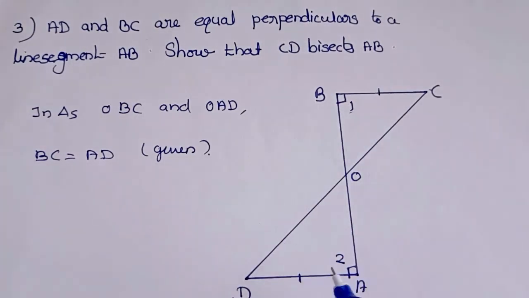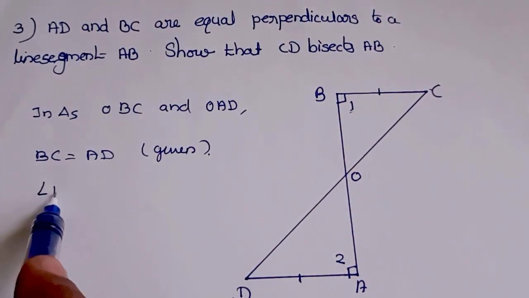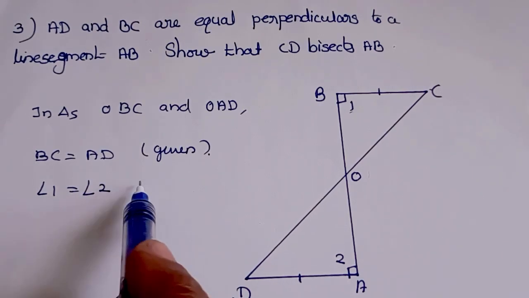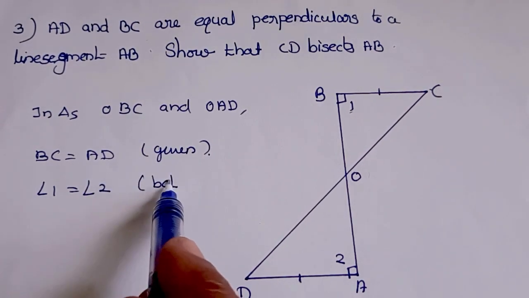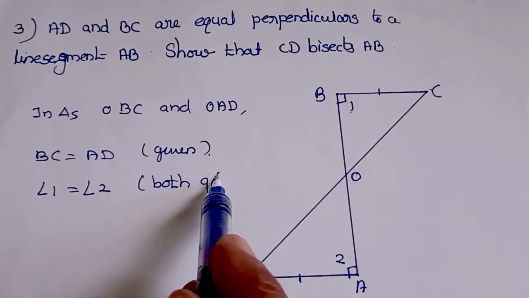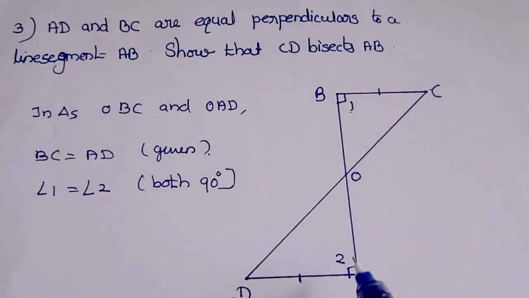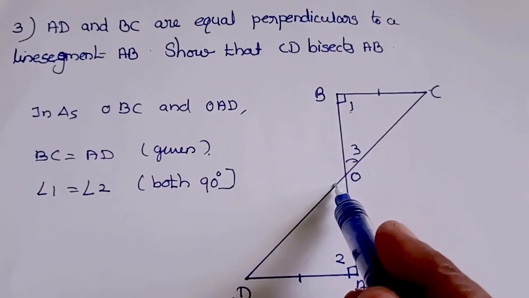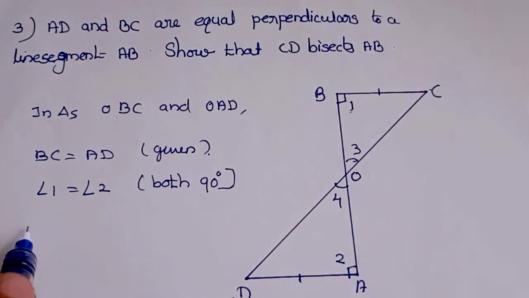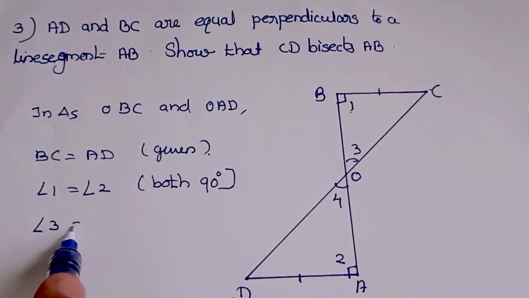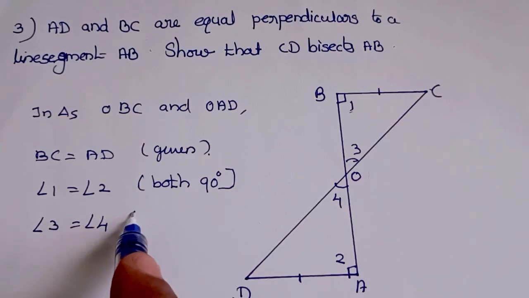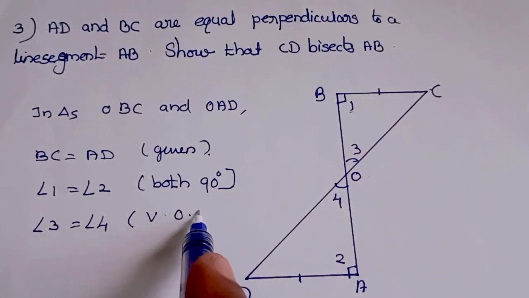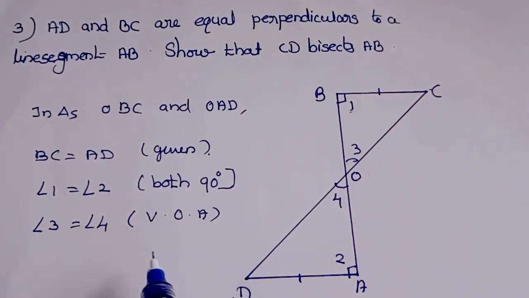Angle 1 equal to angle 2, reason both 90 degrees. The line segments are perpendicular, it is given. Therefore, angle 1 equals angle 2, both 90. And angle 3 equal to angle 4, reason vertically opposite angles. Don't write BOA, you have to write vertically opposite angles.